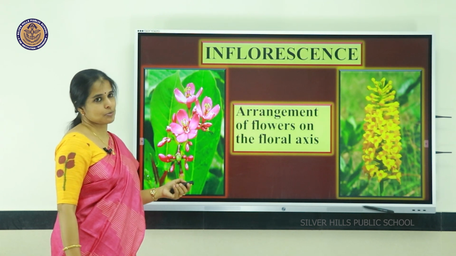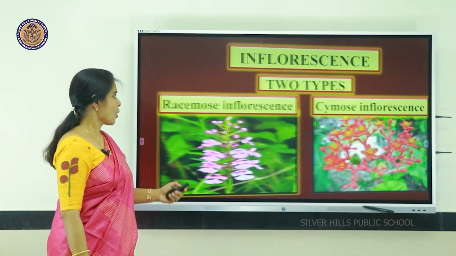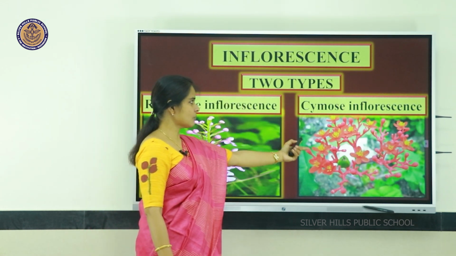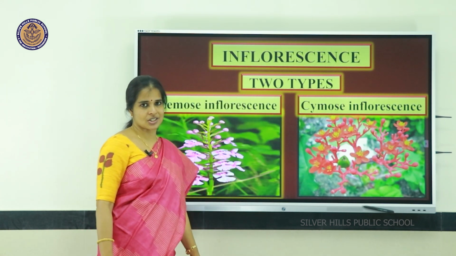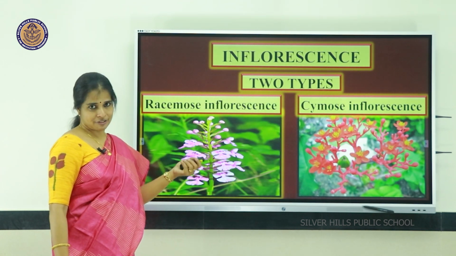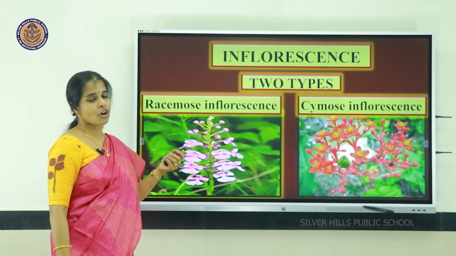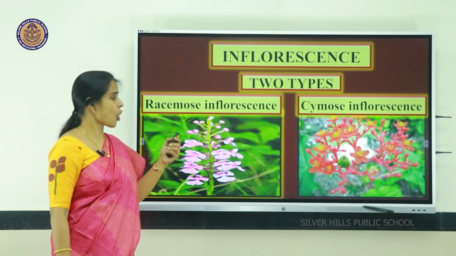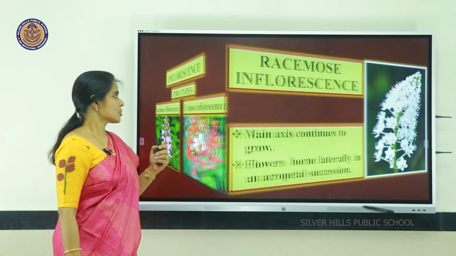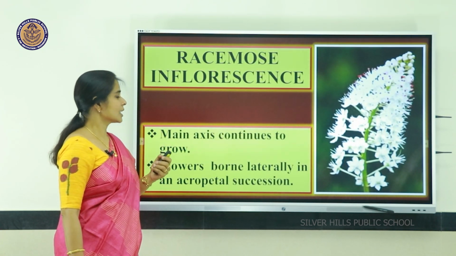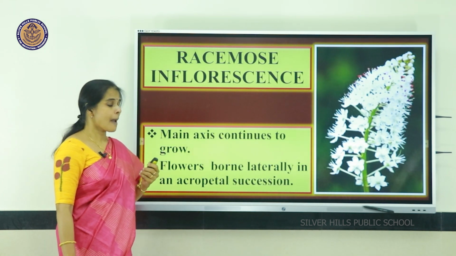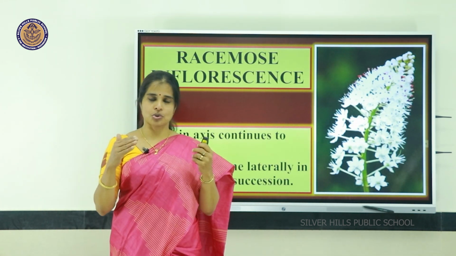There are two types of inflorescence. One is racemose inflorescence and the other one is cymose inflorescence. These are two ways of arrangement of flowers on a floral axis. So, let us learn about racemose inflorescence. What is racemose inflorescence? The main axis continues to grow.